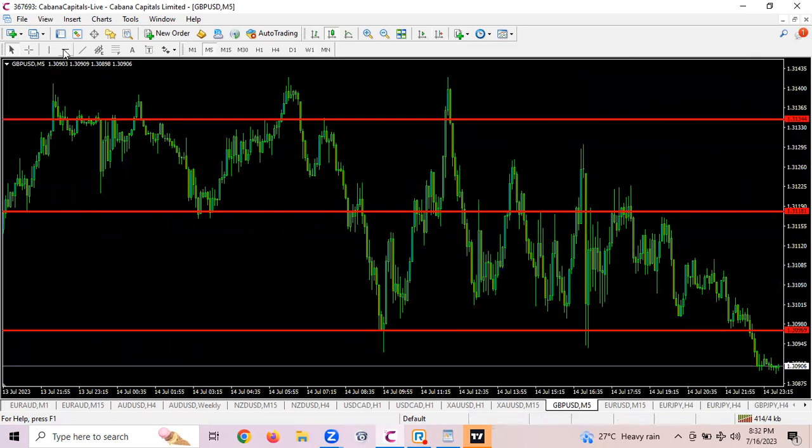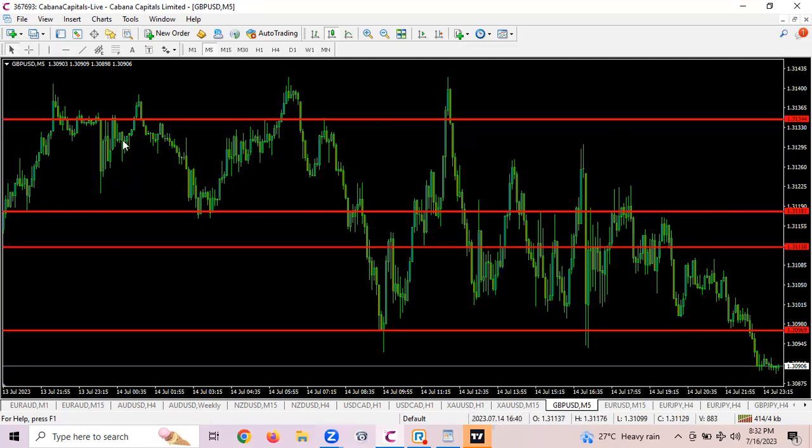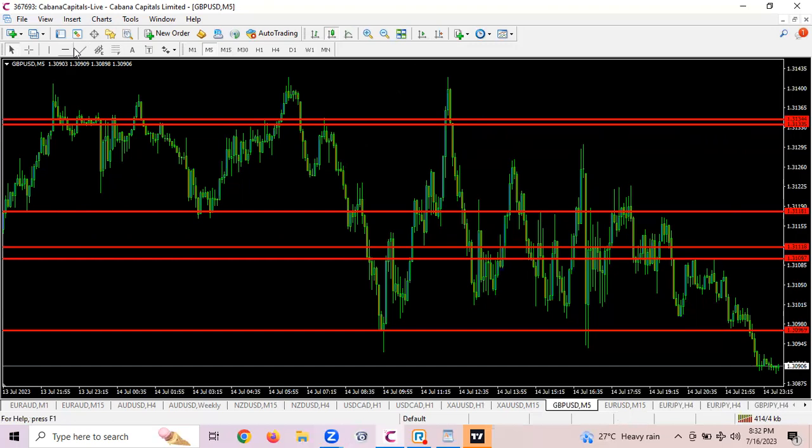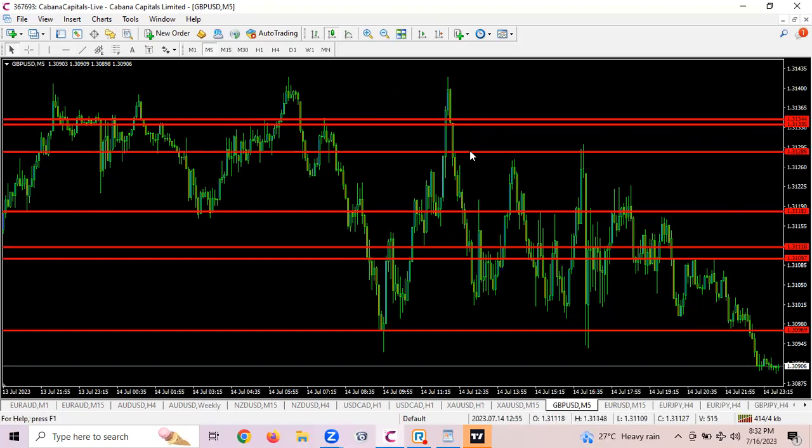Okay, maybe price might pull back to, we have one fair value gap here. It's likely price will pull back to this level. It's likely. Still have some fair value gap here, but this fair value gap has been tested. Okay. This trend is not clear.